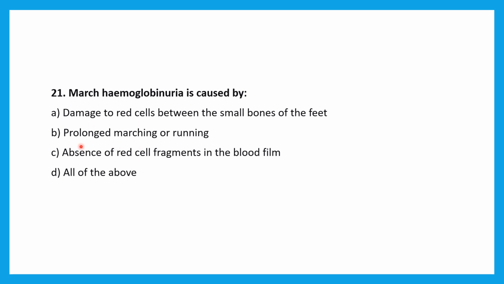Okay, so the hallmark of March hemoglobinuria is intravascular hemolysis. That's why hemoglobinuria is coming in, isn't it? You need to take note of this: without the presence of schistocytes on the blood smear, that is what distinguishes March hemoglobinuria from other fragmentation syndromes. So what are we saying? We are saying all these are causes of March hemoglobinuria, right?